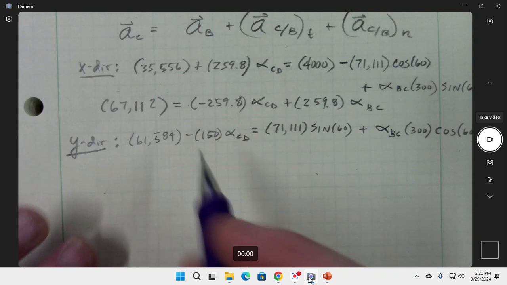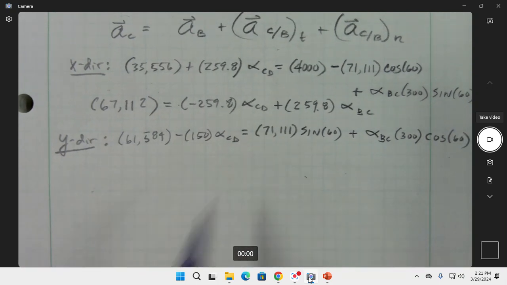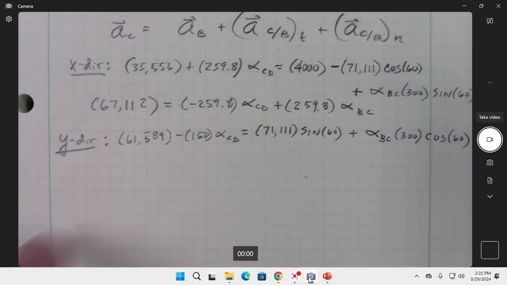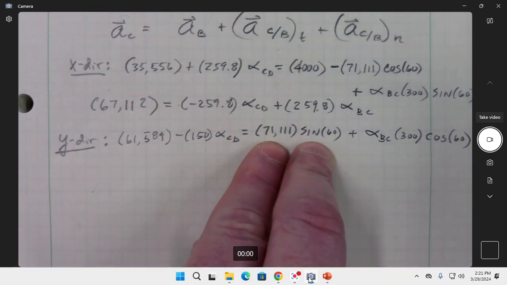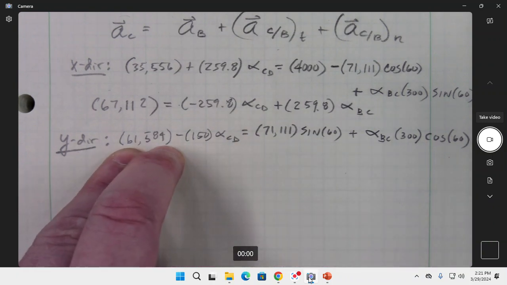And so let's see, what do we end up with? Okay, so 61,584 and 71,111 sine 60 times, that's positive, so we're going to subtract it. Oh, they're equal to each other. Look at that. That one and that one are equal to each other. Is anybody else getting that?